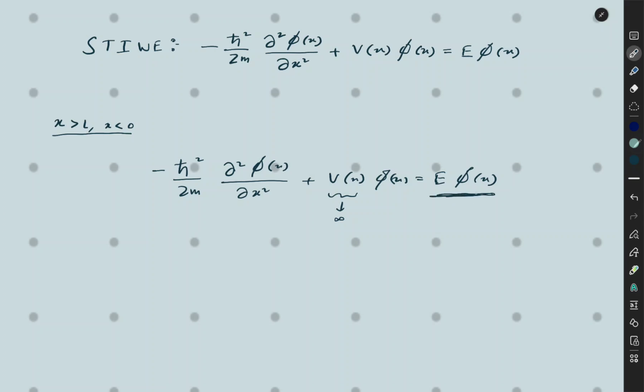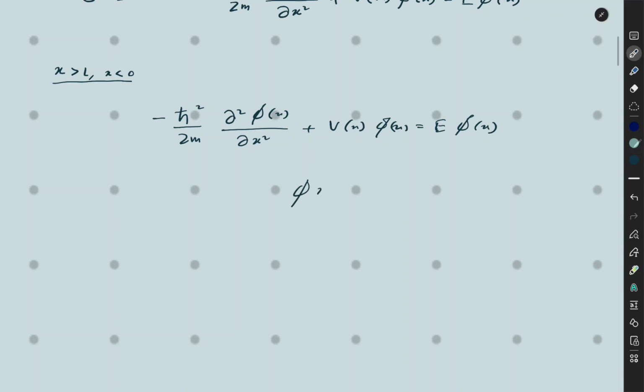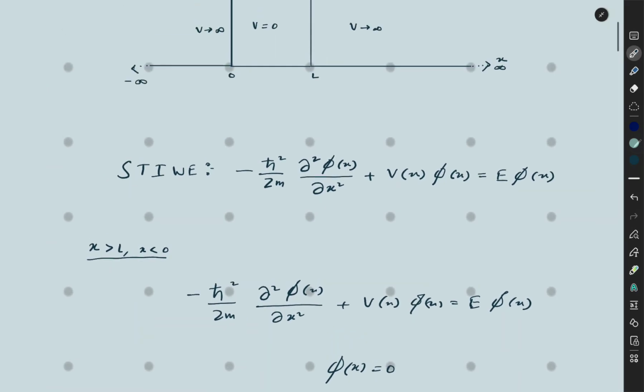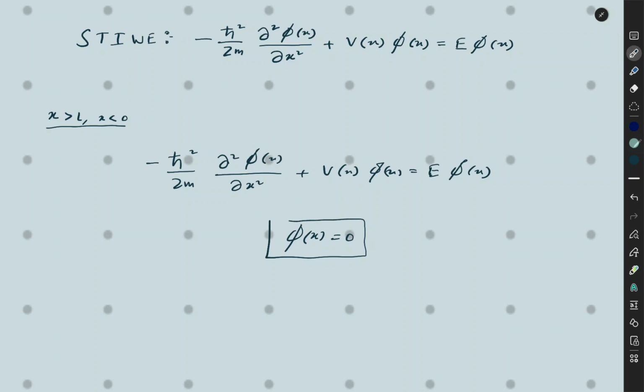then the left side should also be finite. If a part of it is tending to infinity, then anything with infinity will be infinite, while the right side is finite, so it is not possible. Therefore from this condition we get that the wave function must be equal to 0 when x is greater than L or x is less than 0. What is the meaning of this? This means that there is no particle present outside the box that we have considered.